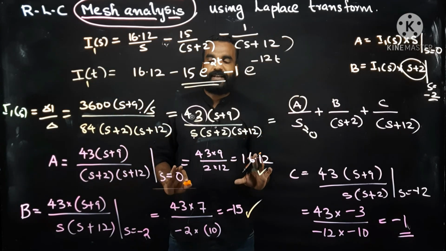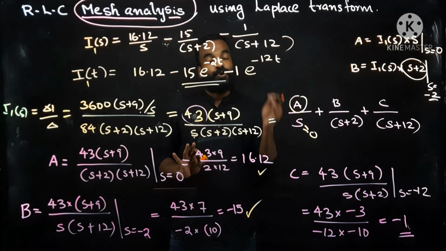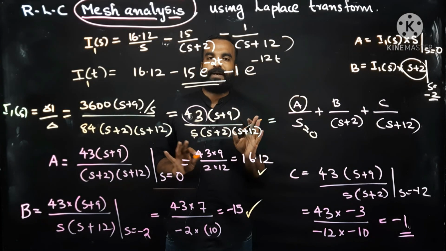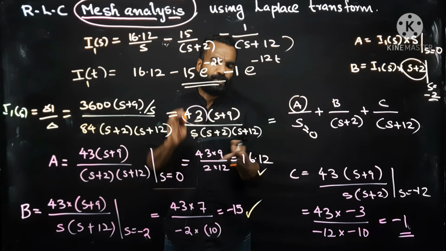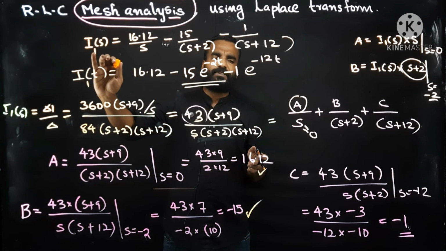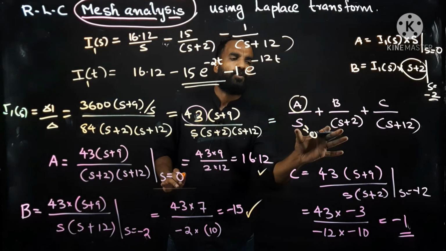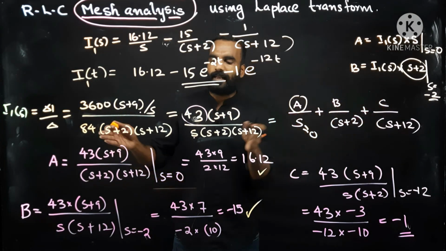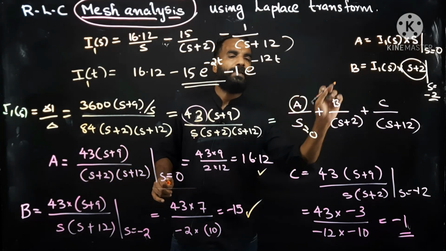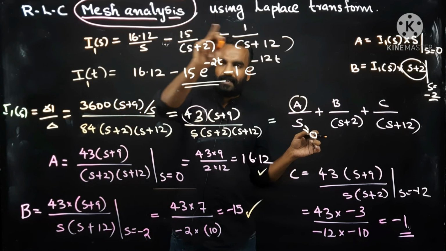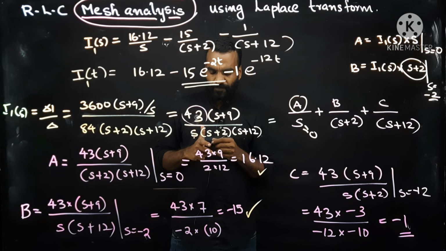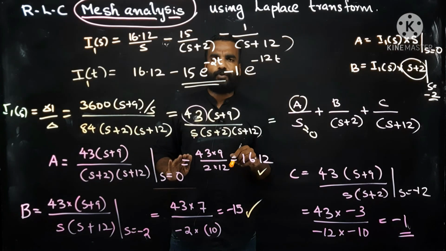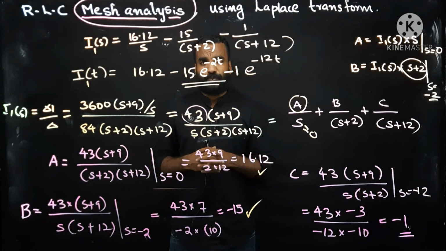In the same way, with the same partial fractions, you can find I2 of t. I am not doing that for the time being. You can do it, because the expression for I2 of s is already obtained. You can convert that also to partial fraction form, find A, B, C for I2 of s, write it like this and find the inverse transform. Apply the same steps for finding I2 of t. I am leaving that for you as homework.